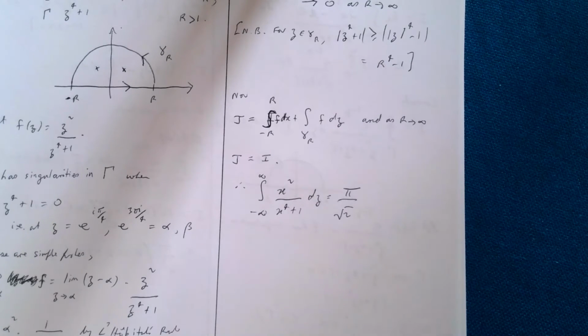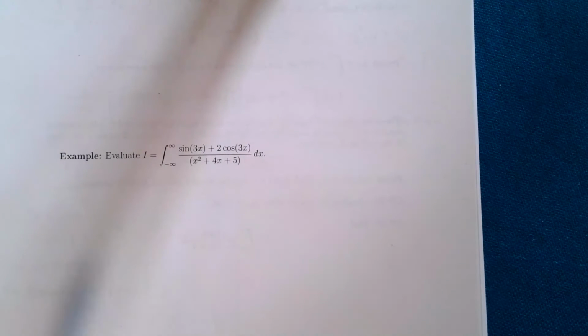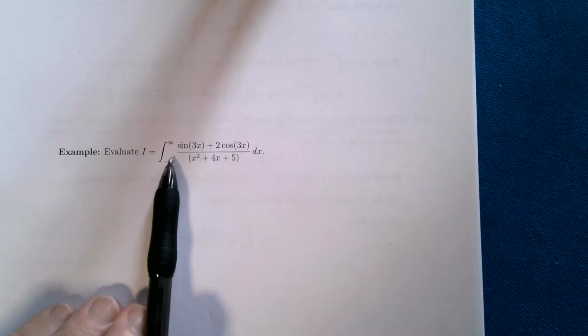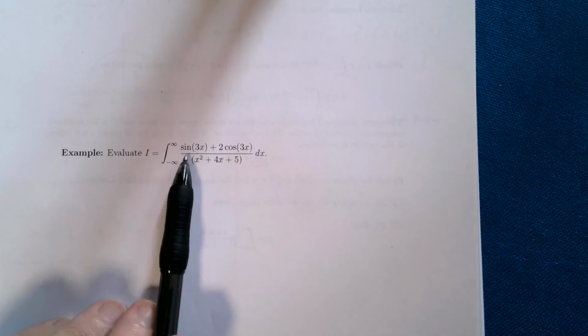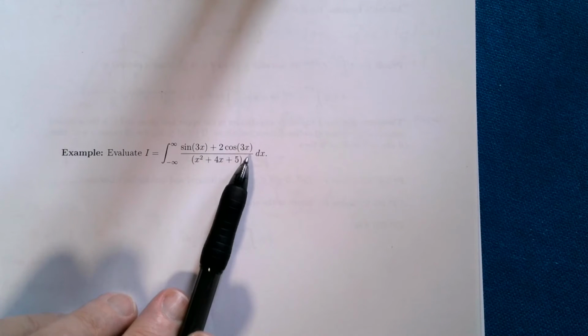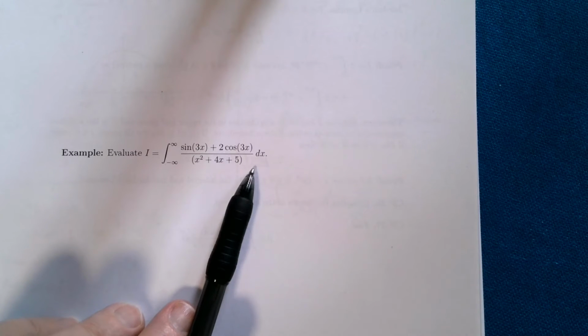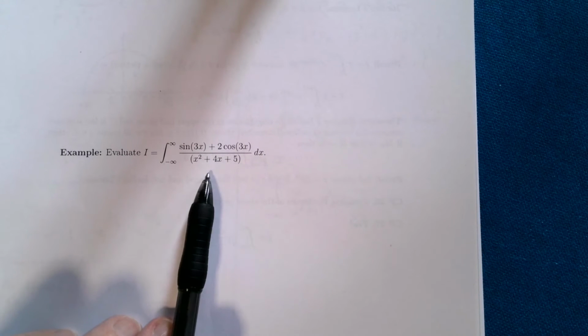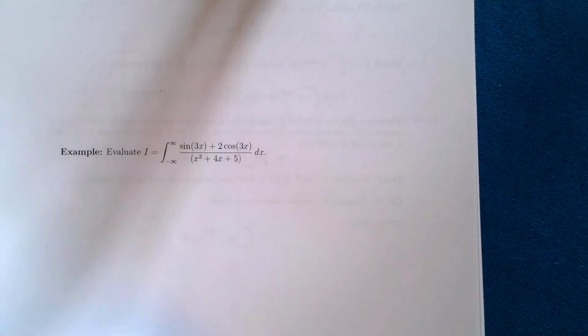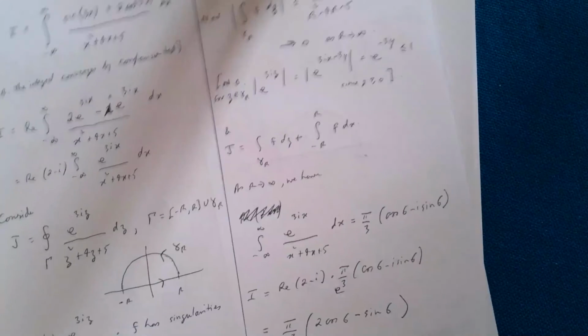Second example's a little bit more esoteric, but shows you the power of complex analysis here. We're doing the integral from minus infinity to infinity of sine 3x plus 2 cos 3x over this quadratic dx. And this one I don't know how I would do by any sort of elementary method. I don't know how I would do this if I didn't have complex analysis. So here's the worked solution for this.